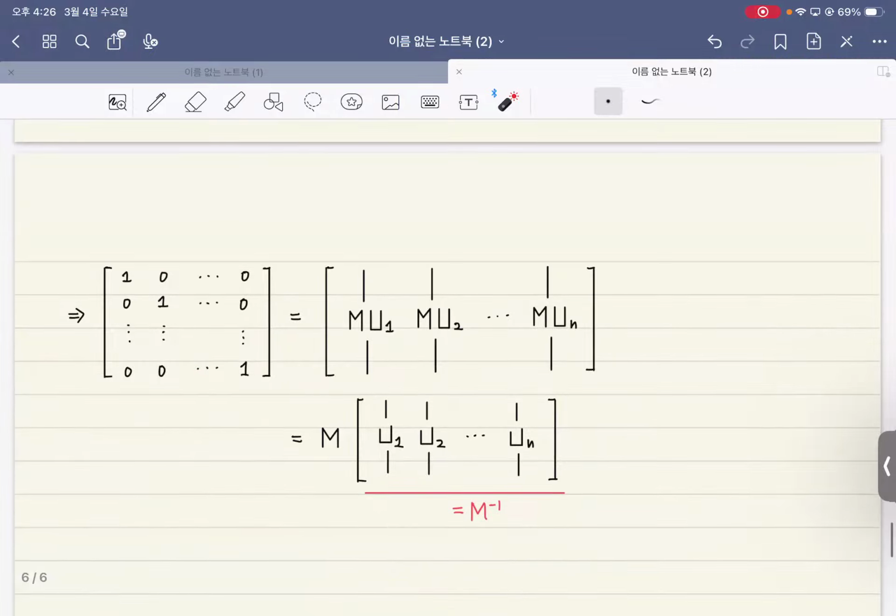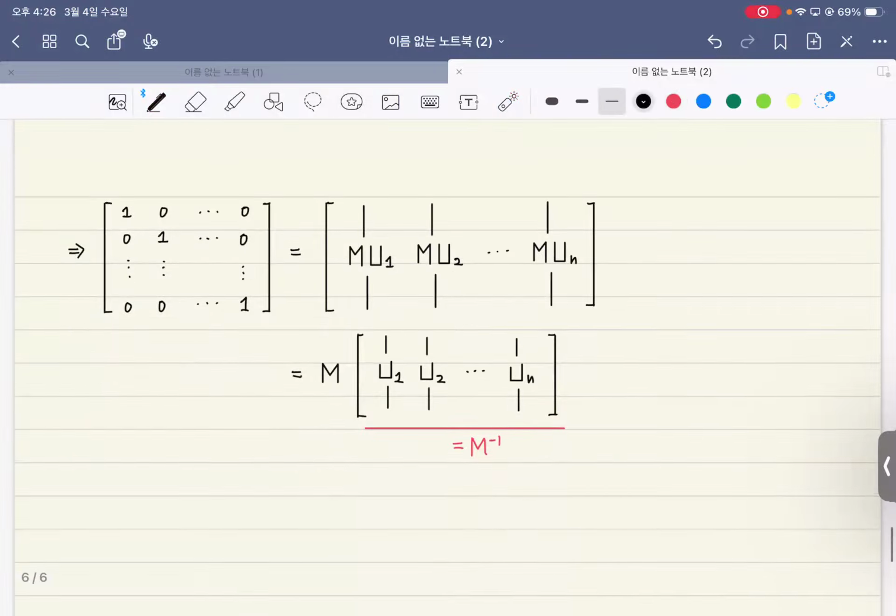Okay, so what is this? This matrix times that matrix equals the identity matrix. So that implies this matrix is actually the inverse of the matrix M. Right? So M is an invertible matrix.